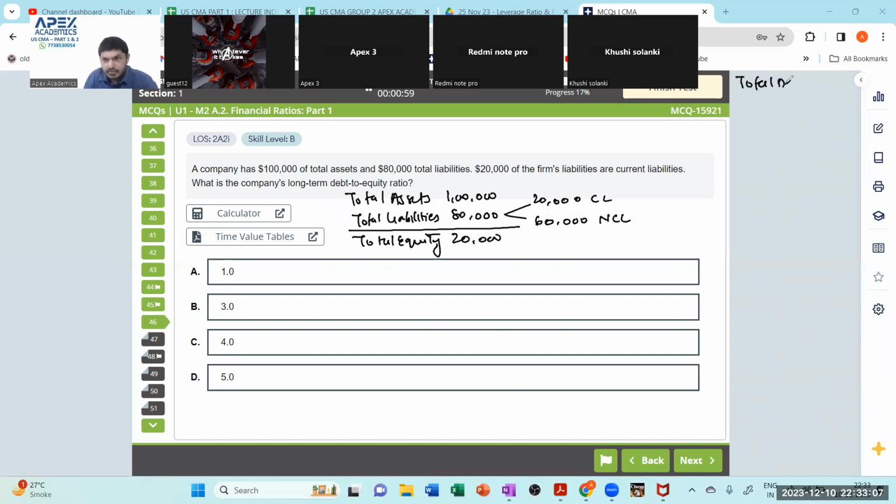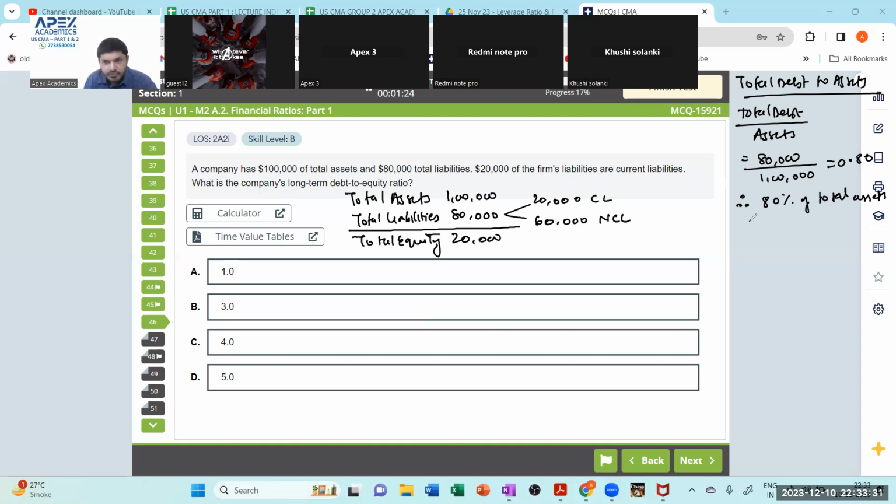First question, total debt to assets or debt to total assets. What will it be? It will be total debt divided by assets. What is your answer? 80,000 divided by 1 lakh, which is equal to how much? 0.80. Therefore, can I say 80% of total assets are financed from borrowings.